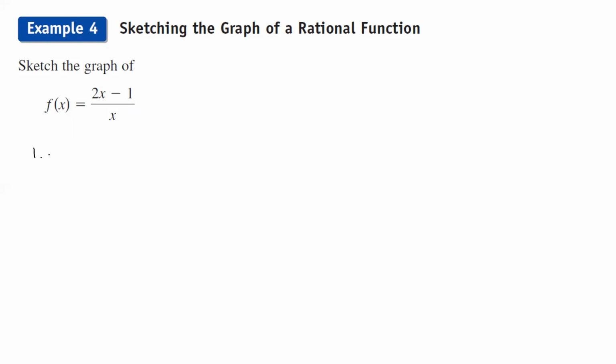So this one, again, there's no factoring involved. There's no x squared in here. So the simplified form would be 2x minus 1 over x. That's it. The x's don't cancel because the 1 does not have an x next to it. All of them would have to have x's next to them to cancel. Step 2, the y-intercept.